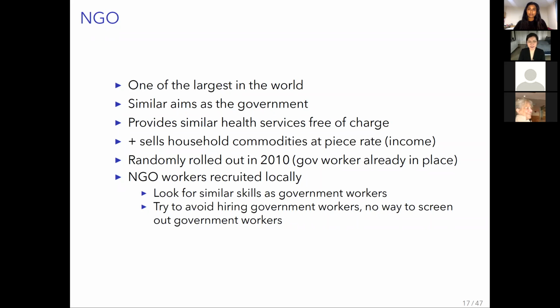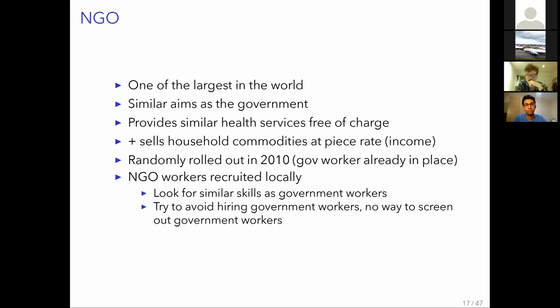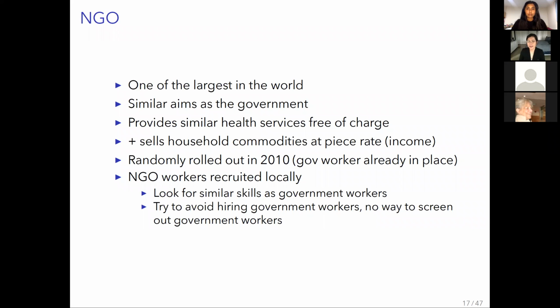Okay, the NGO we study is one of the largest in the world. The aims are the same as the government. They want to reduce infant and maternal mortality and improve basic health. They provide exactly the same health services as the government in exactly the same way, by making home visits, also free of charge. On top of that, they sell household commodities that are related to improving the well-being of the household at a piece rate. Things like condoms, fortified oil, soap.